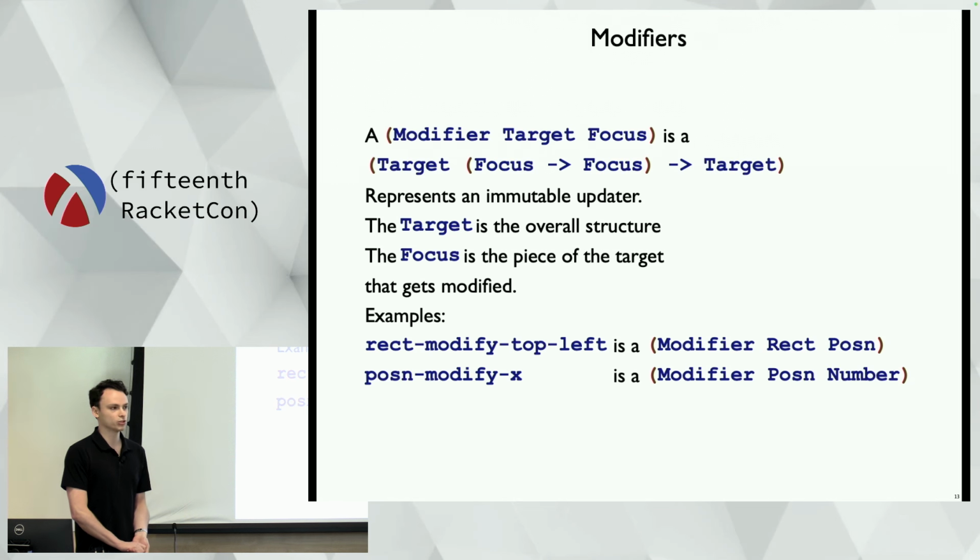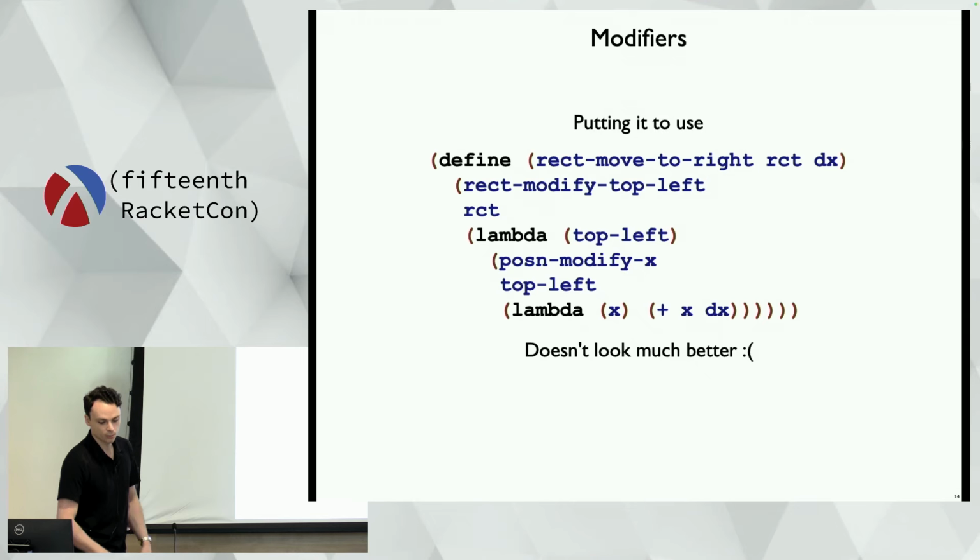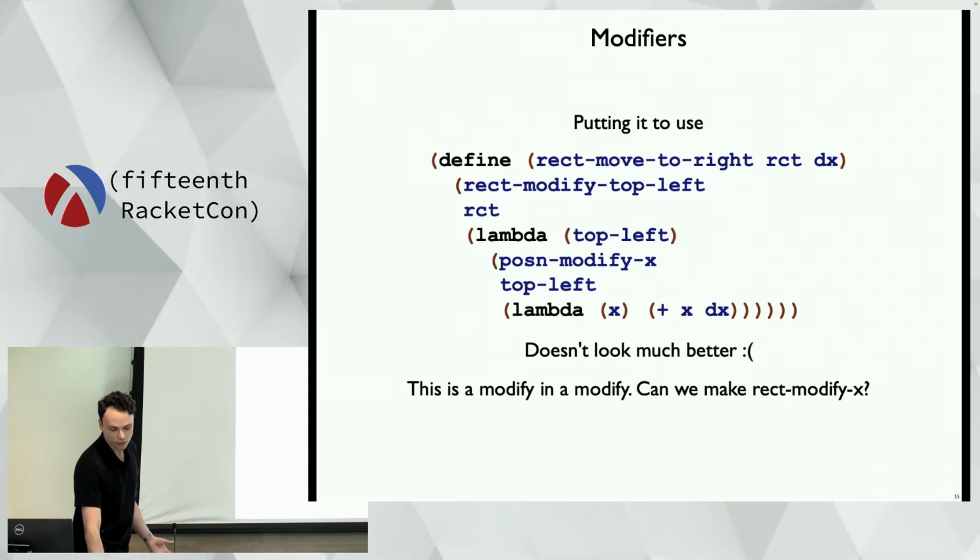So here is the data definition for modifiers. There's a target type and a focus type. We take in a target, a function on the focus, and we return a new version of the target without doing any mutation. So rect modify top left is a modifier rect posn, and posn modify x is a modifier posn number. Putting this to use and inlining the helper function, we get this, which doesn't really look much better than a struct copy in a struct copy, but this is a modify inside of a modify. So why don't we just compose these two things together and make rect modify x?